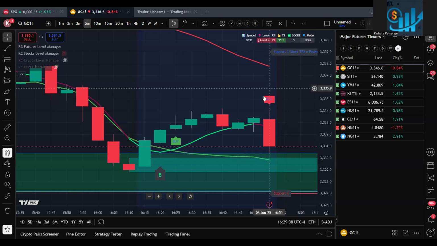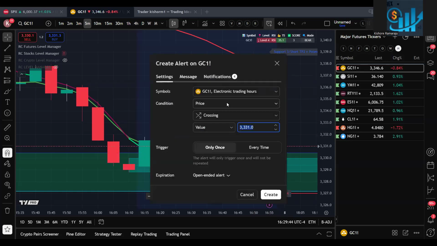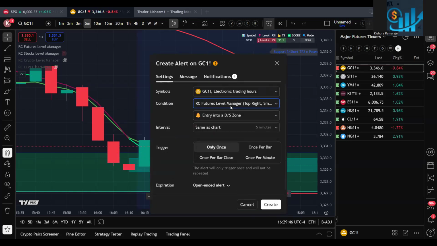Right? If you want a scalping sell, you can also set alerts on scalping, or you only set alerts on futures level manager entry into demand supply zone. Whenever you are in a supply zone or a sell zone, that is where you will take the trades for GC short.